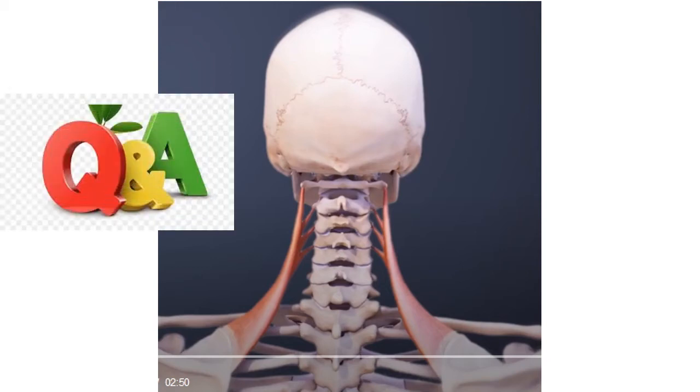Let us ask ourselves a few questions about this view. What is it? It's a posterior view of the skull, cervical vertebrae and upper part of the thorax, and we can see that there is a muscle taking origin from transverse processes of cervical spines, coming down and attaching to the medial part of the superior border of the scapula.